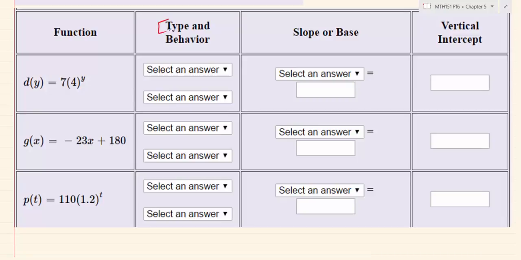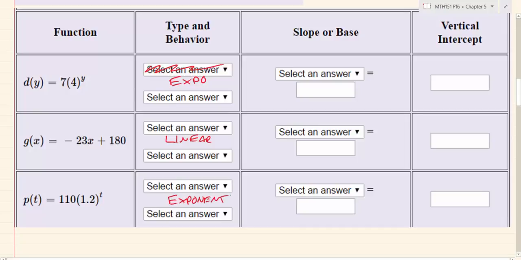When you look at that first function, what type of function is that? Is that an exponential function, or is that a linear function? Yeah, so we're going to say exponential. The second one, linear. The third one, exponential.